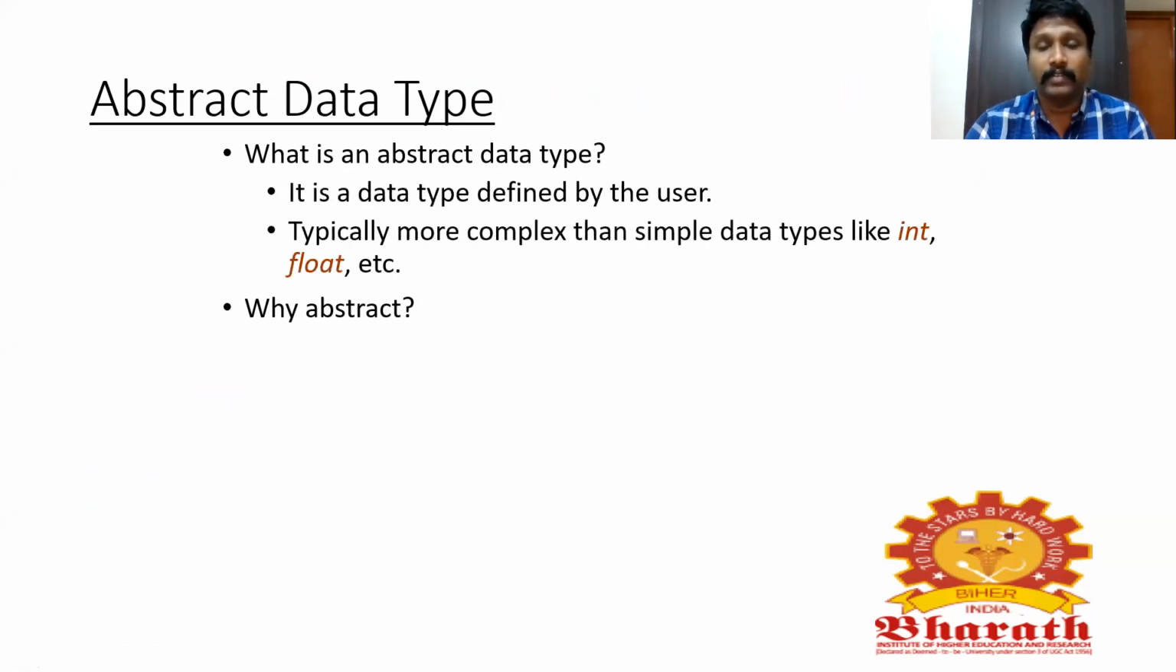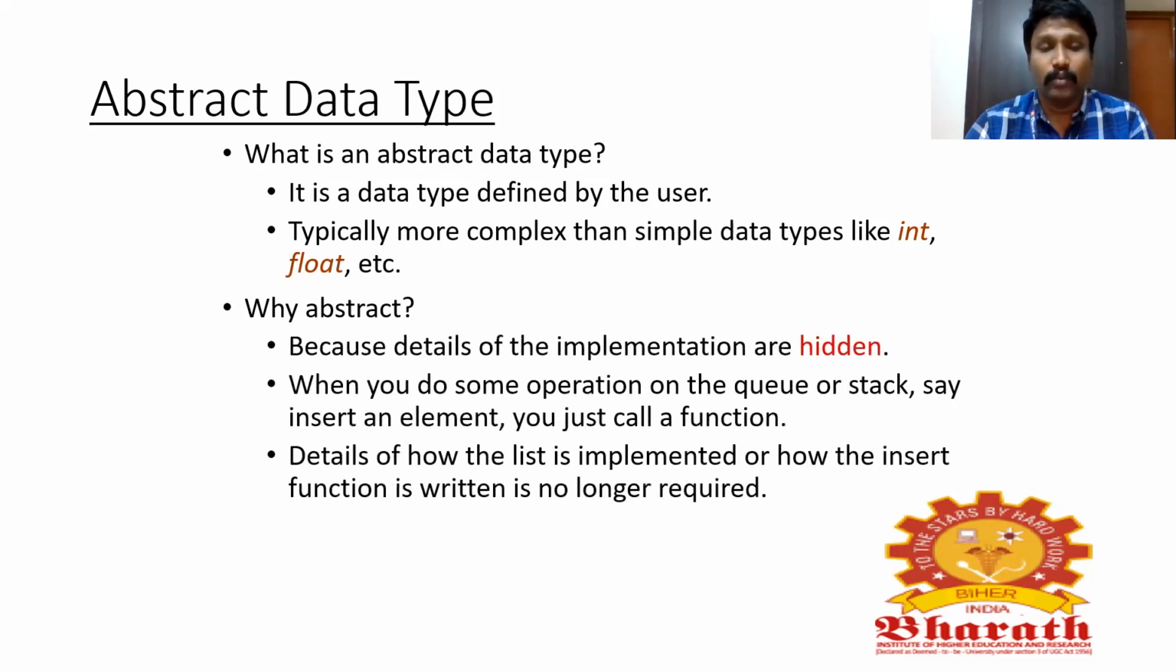It is a data type defined by the user, typically more complex than simple data types like integer, float, etc. And what is this term abstract? As I said earlier, abstract means hidden, because the details of the implementation, how the operations are done, will be hidden, and only the essential things will be shown. So that's what abstract refers to.